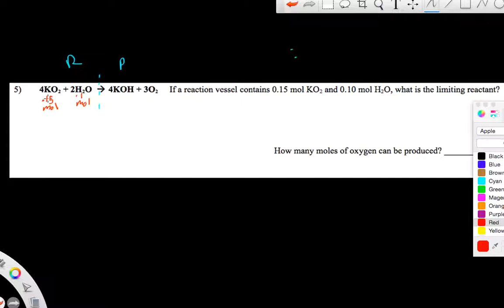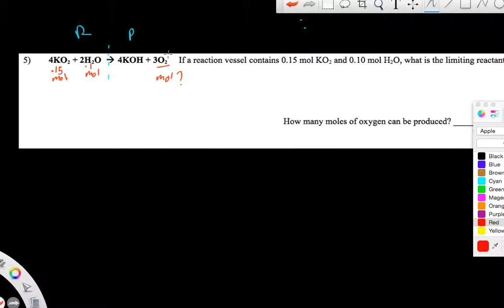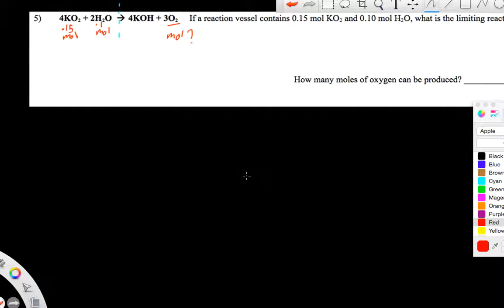We'll just imagine a hand covering KO2, and we're only given this 0.1 mole of H2O. So let's figure out how many moles of O2 I can actually produce with that 0.1 mole of H2O. And then what we'll do after is ignore H2O and figure out how many moles of O2 I can produce using the 0.15 moles of KO2. Whichever one gives me the least amount will be my limiting reactant, because of course I'll run out before I can make any more. So let's go ahead and try this one out.